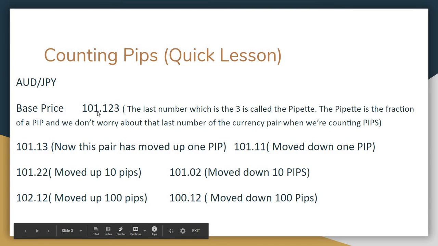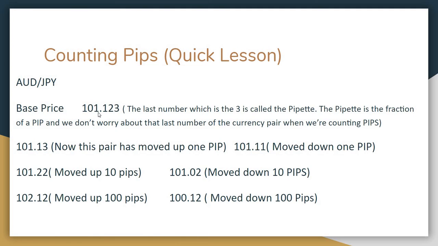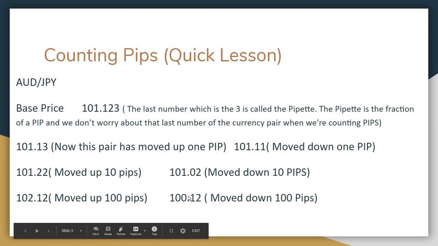Now if you want to subtract 100 pips, again, go to your hundreds place. All you have to do is subtract 100 from this 112 and you get 12. 112 minus 100 is 12. So if the price is at 100.12, this trade has moved down 100 pips.